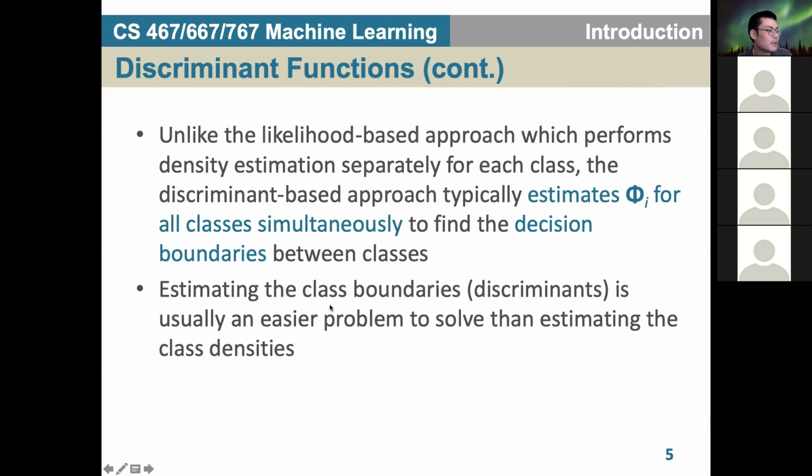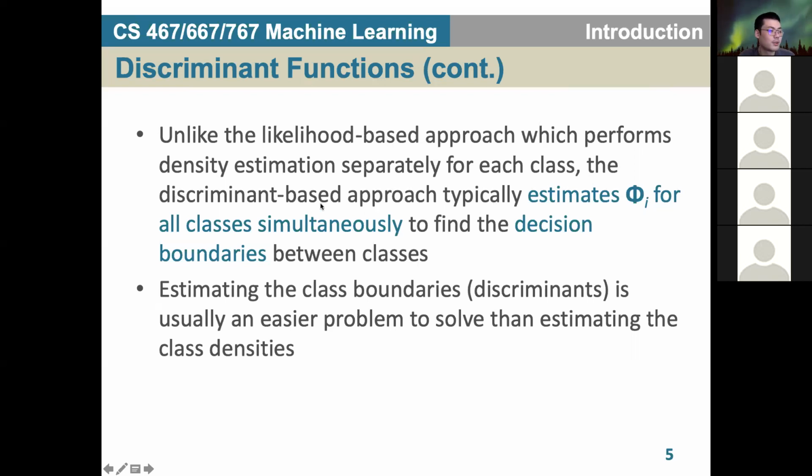So what's the difference from before? What's the difference from the likelihood-based method? If you remember what we talked about with the likelihood-based method, we mentioned that we do the general probability estimation from all the rows for class 1 first, and then for class 2, then for class 3. For class 1, we'll get phi 1. For class 2, we'll get phi 2. For class 3, we'll get phi 3.